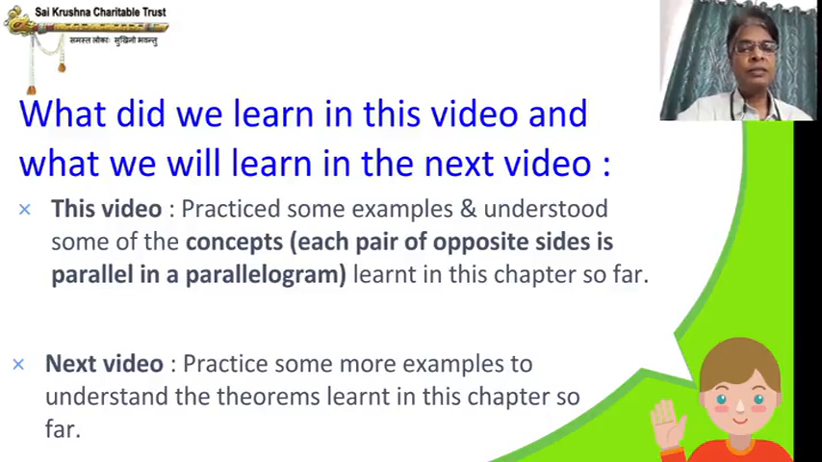Practicing some more examples to understand the theorems learnt will be the next video. Again, going back to the previous paragraph, if you don't know why it is a concept, you can check the theorems you have noted down in this chapter, starting from 7.1 to 7.8. We have learned 7.1 to 7.8 so far. So you can just see that each pair of opposite sides is parallel in a parallelogram is not a theorem. Even if you see the types of quadrilateral and types of parallelogram, I have written in red: each pair of opposite sides are parallel. Reason is, it is a basic property of a parallelogram. It is a basic definition of a parallelogram.